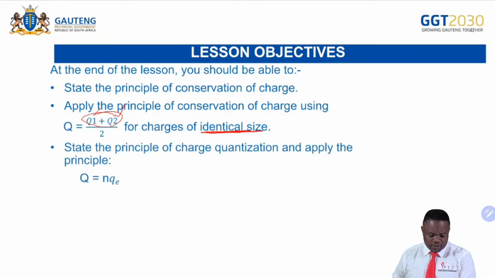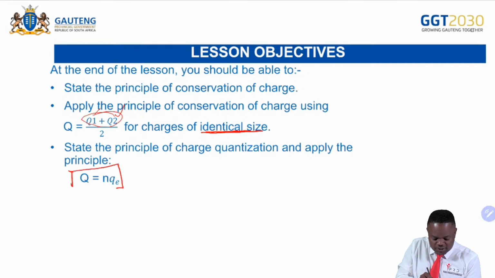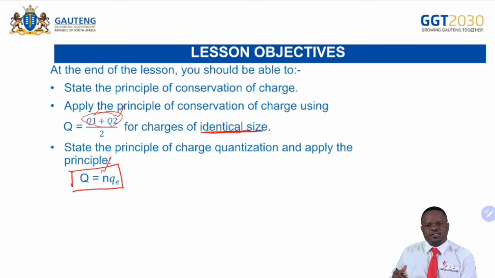You should also be able to state the principle of charge quantization and apply it. Q, the charge of an object, is equal to n, an integer, that is a whole number, multiplied by Qe, the elementary charge carried by an electron, which is negative 1,6 times 10 to the power negative 19. We shall see how we do the calculation as well.